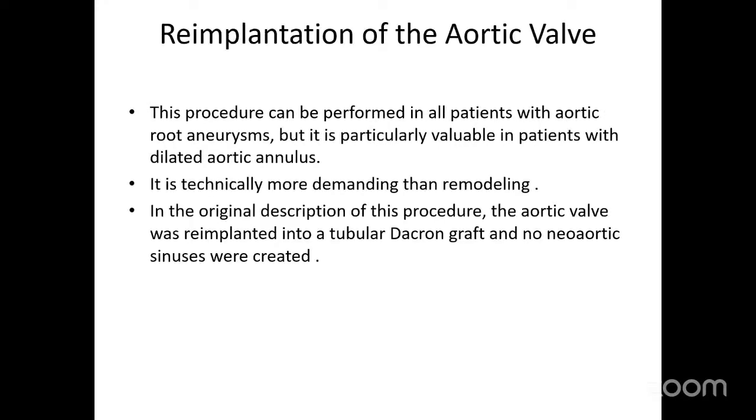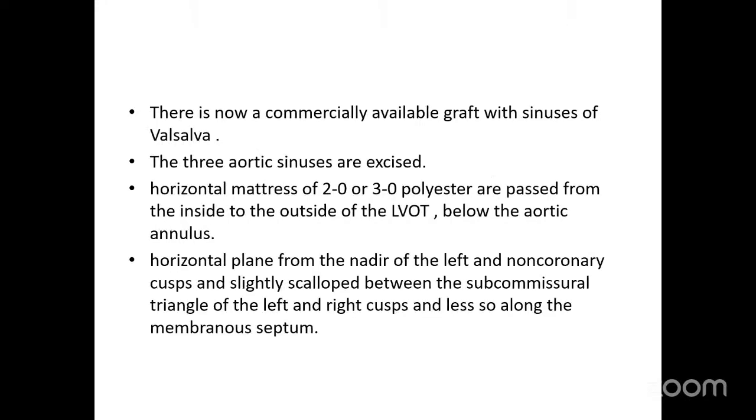Reimplantation, the second type. This procedure can be performed in all patients with aortic root aneurysm, but it is particularly valuable in patients with dilated aortic annulus. It's technically more demanding than remodeling. In the original description of this procedure, the aortic valve was reimplanted into a tubular Dacron graft, and no new aortic sinuses were created. There are now commercially available grafts with sinuses of Valsalva.